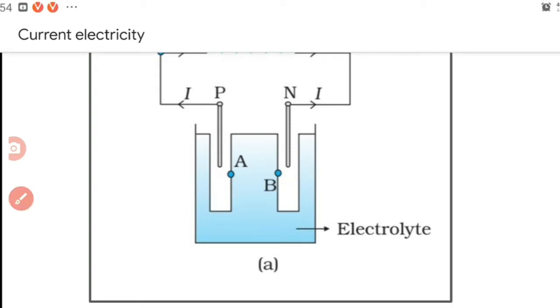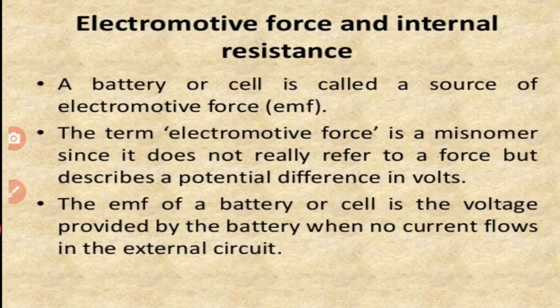For an electrolytic cell, what do we mean by an EMF? EMF means the potential difference between the terminals of a cell when no current is drawn from the cell, or when no current flows through the external circuit. What do we mean by terminal potential difference? It is the difference in potential between the two terminals of the cell. The terminal potential difference when no current is drawn from the cell is what we mean by EMF.